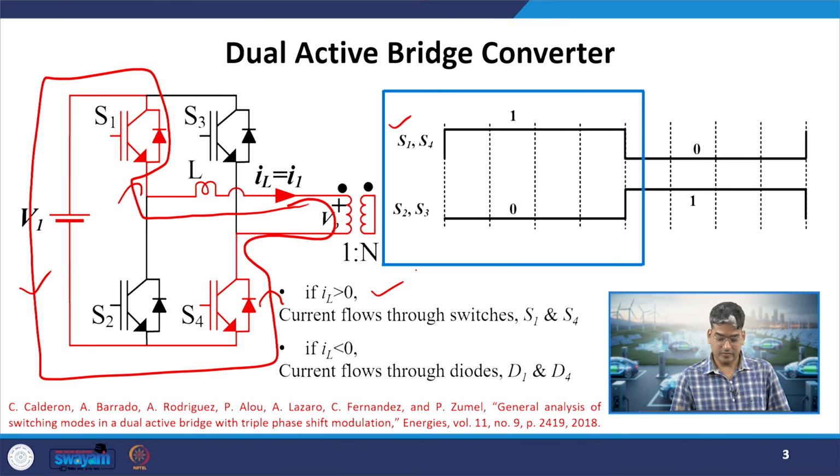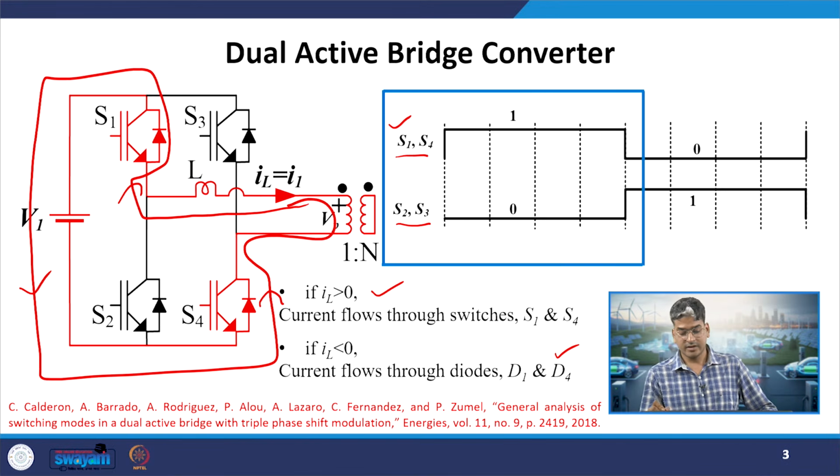When the current is positive, it flows through the switches. When the current is negative, it flows through the diode. So, this is all about our first half cycle, where we have turned on S1 and S4, and in that half cycle S2 and S3 are off. In the next half cycle, the negative half cycle, we will be turning on S2 and S3, and removing the pulse from S1 and S4.